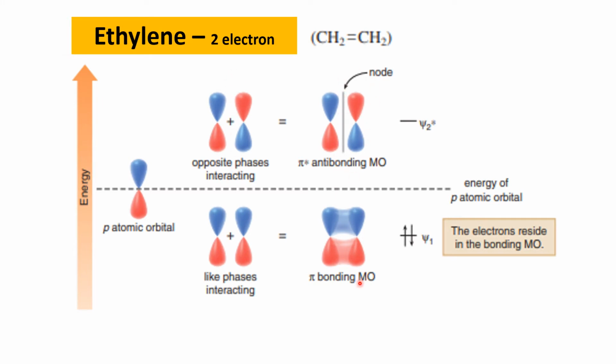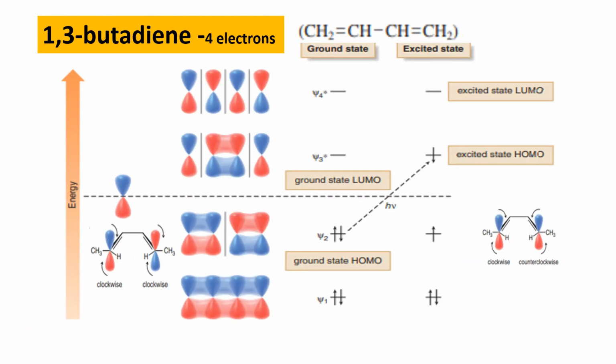Okay, these are the energy levels of the p atomic orbitals. We'll see the next compound, 1,3-butadiene, where 4 electrons are there, that is, 2 pi bonds. How many carbon atoms? 4 carbon atoms, so 4 energy levels are there. From the bottom to the top, the energy level increases. In the first level, the same phase of orbitals will be there, so it will overlap.